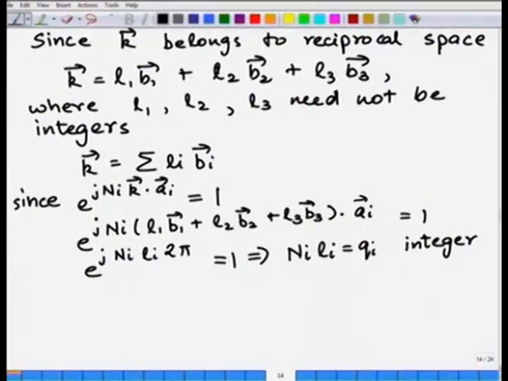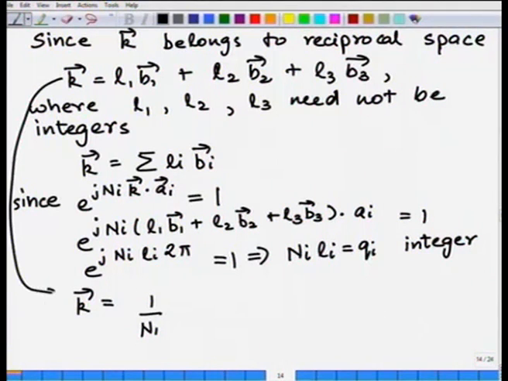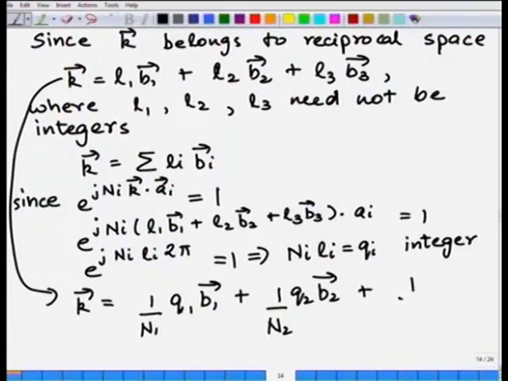What does that mean? That means the k vector should be equal to 1 by n1. I am going to substitute in here. From here, I am going to write k as Q1 times B1 divided by n1, plus an integer quantity Q2 times B2 divided by n2, plus Q3 times B3 divided by n3. Now, what is the volume enclosed by this k state?